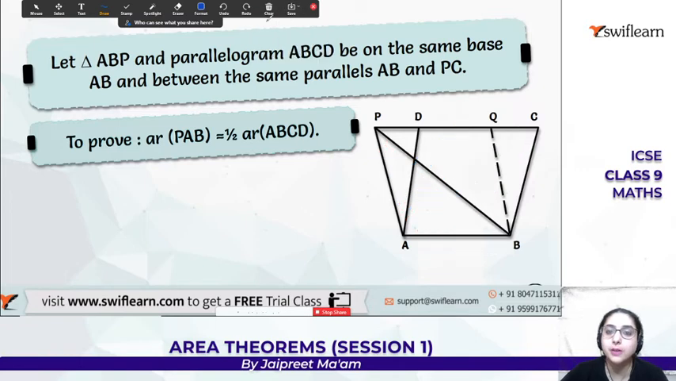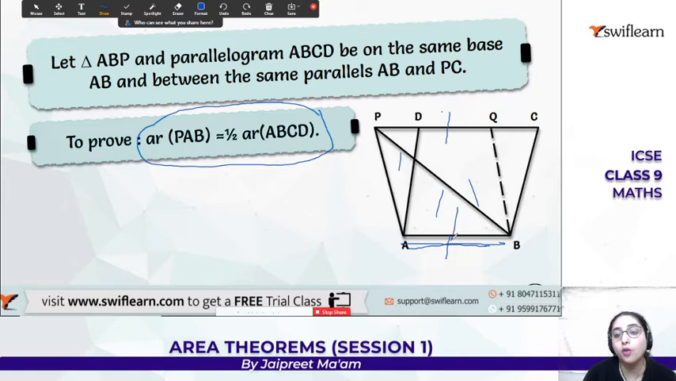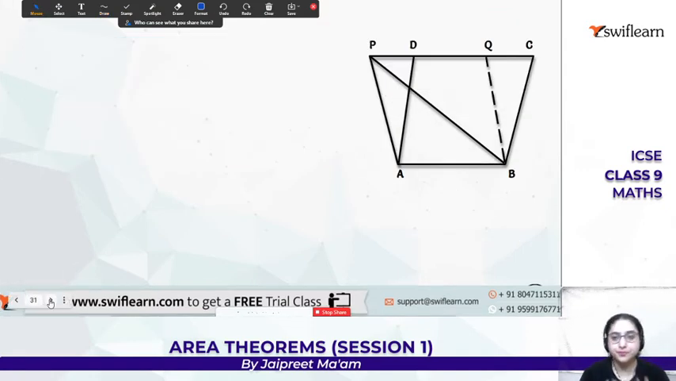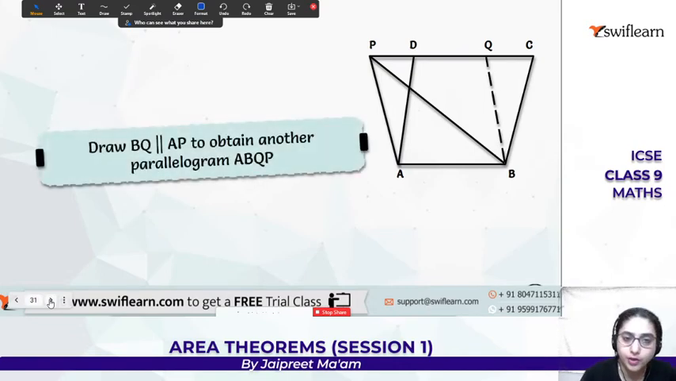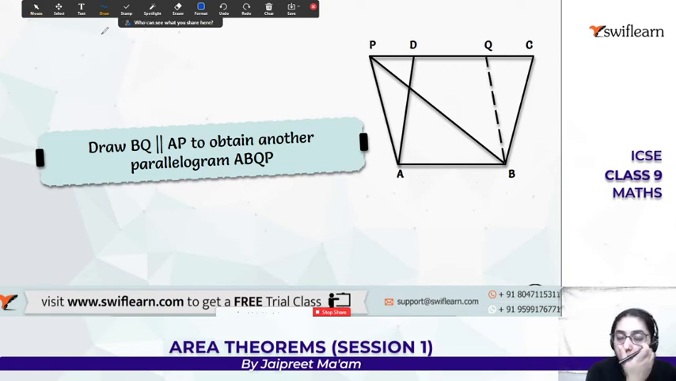First of all, the figures are on the same base and between the same parallels, PC and AB. Now what do we have to prove? Basically we have to prove that the area of BAP is half the area of the parallelogram ABCD. Let's see how we will prove it. We will draw one other triangle and prove that the triangles are congruent, so that we prove that the area of a triangle is half the area of the parallelogram.